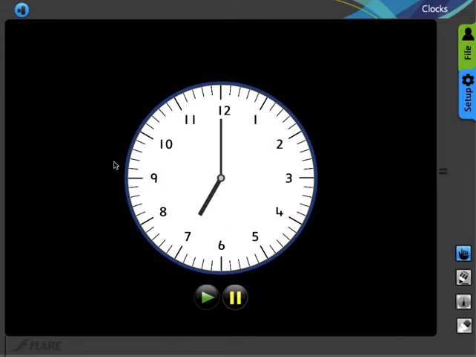I want everyone to take a look at this clock right here. What time does it say? Can we tell what time this clock says in a snap? I bet we can. It says 7 o'clock.